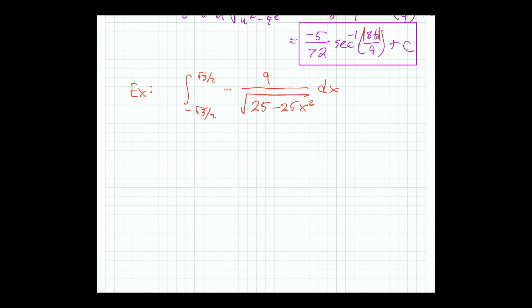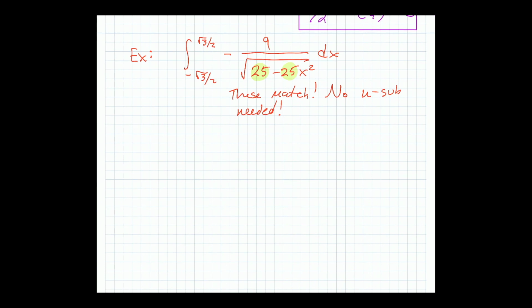All right. I've noticed that the book really likes these. I keep saying the book, but you know, the online homework system. There's a 25 here and a 25 here, and these match. Since they match, we do not need a U-substitution. No U-sub needed if those numbers match. You can do a U-sub, but in my opinion, it's just not worth it. So here's how I would do it without a U-sub.